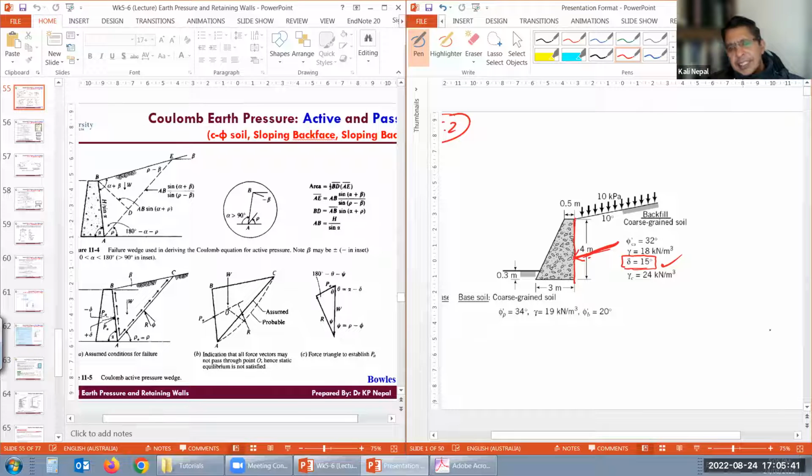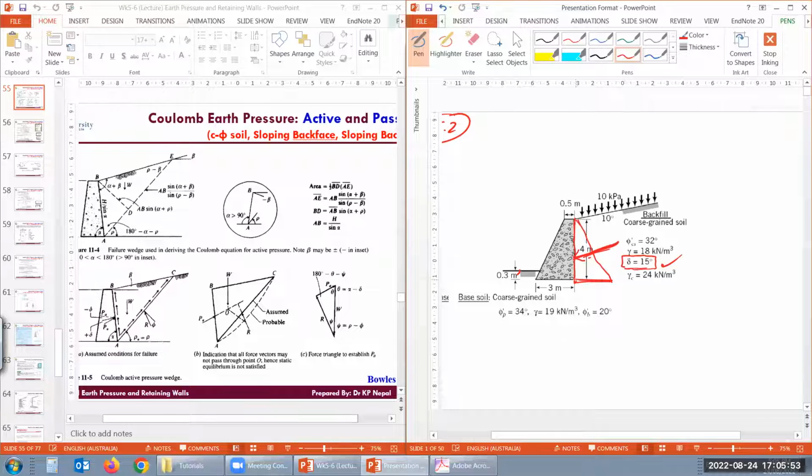So that's the case. Now what we need to find is the pressure due to backfill. Yes, sir.